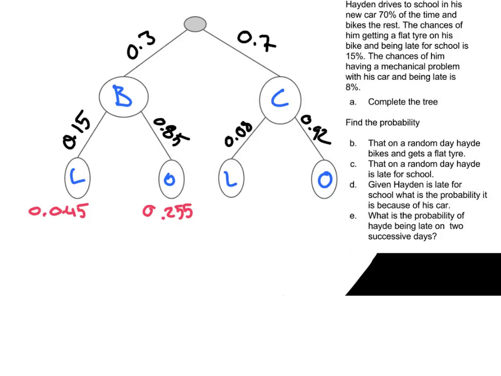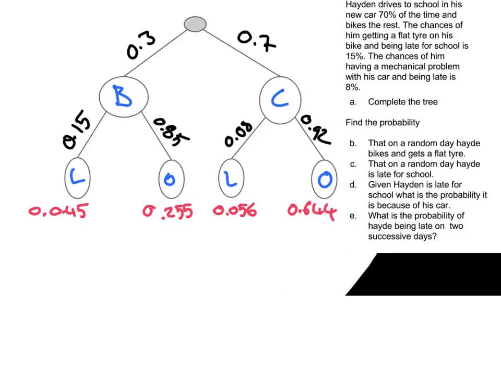Then what's the probability that he'll be late in his car? So 0.7 times 0.08. Just always be careful with that. And that's 0.056. Cool. And then the last one, 0.7, so this is him being on time in his car, times 0.92 equals 0.644. So now we've worked out all the probabilities. That's sweet, eh?